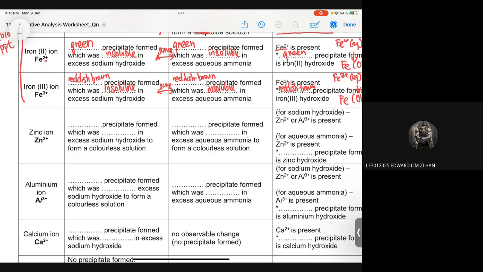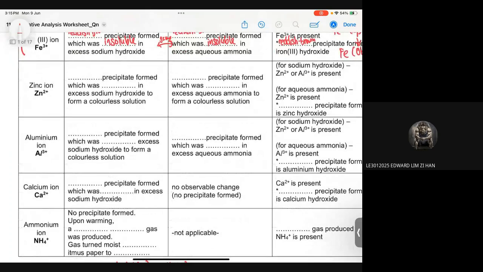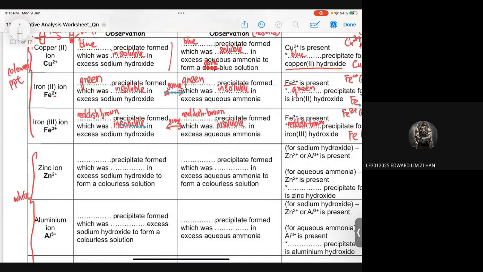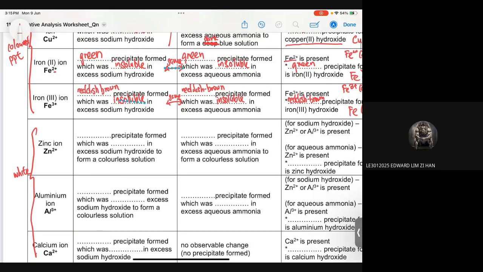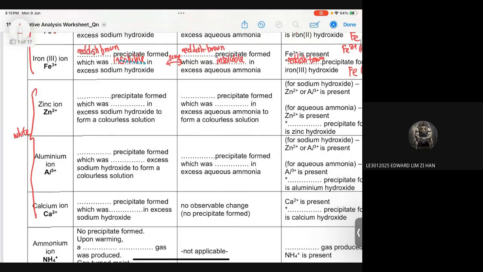Now, let's go on to zinc, calcium, and aluminium. Now, this next 3 over here, I wouldn't say they are colored. They're actually white. Whenever I say colored, it means really got color, like blue, red, reddish brown, green. But for zinc, aluminium, and calcium, these are white precipitates. So it is harder to differentiate between these 3 because they don't have a distinct color. All 3 of them give you white precipitate. But the difference is that they give different results in aqueous ammonia and in sodium hydroxide.